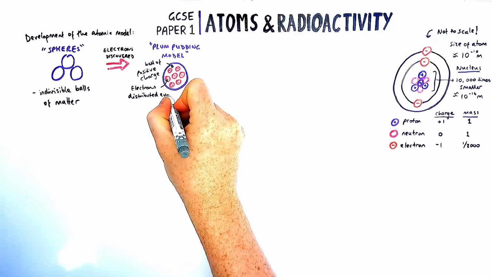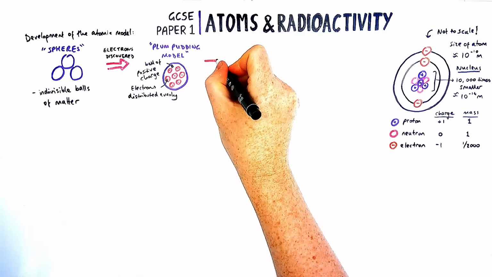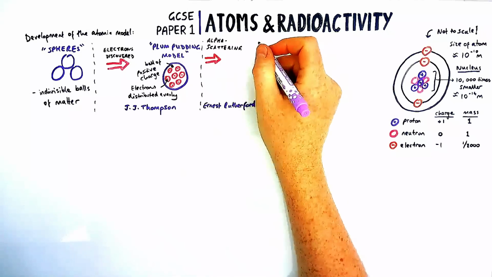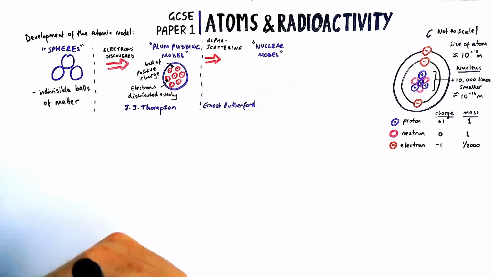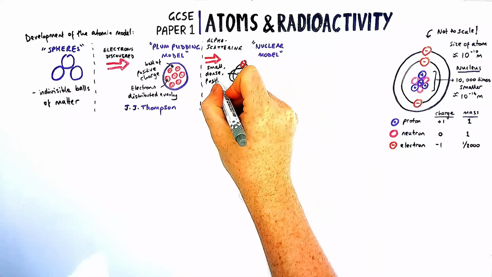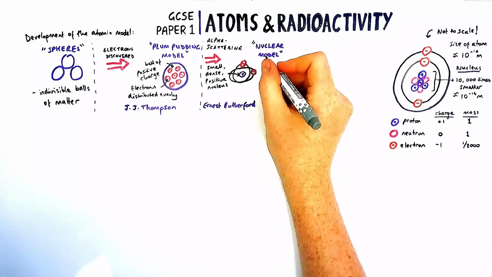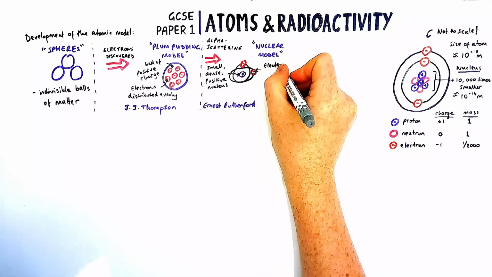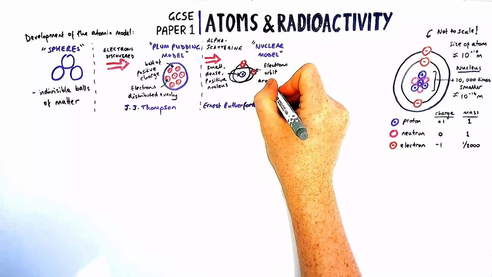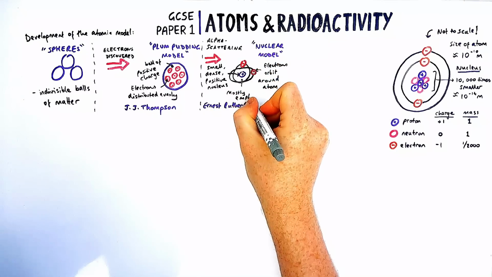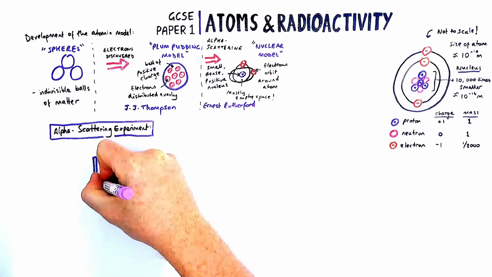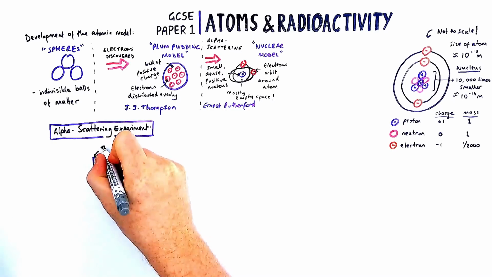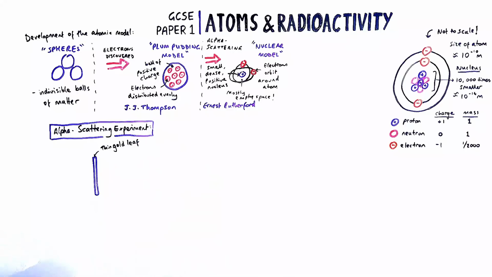Now, the next thing that came along to cast doubt on that was the alpha scattering experiment, which was done by Ernest Rutherford. Now, this led to the development of the nuclear model, which had a positive nucleus, which was small and dense, and had electrons that were negative orbiting around the edge of the atom. And in between, there was mostly empty space. Most of the atom was empty space. Now, this seemed like quite a radical idea at the time, and it could only be put forward due to very strong evidence from the alpha scattering experiment.